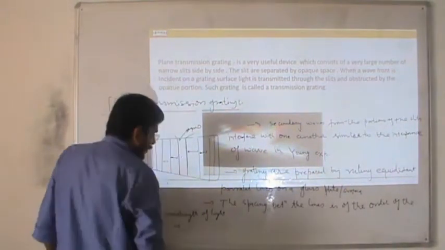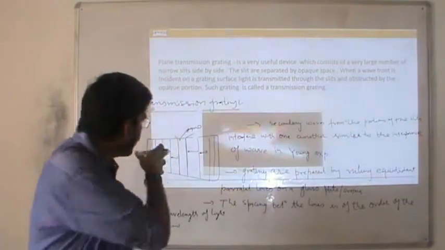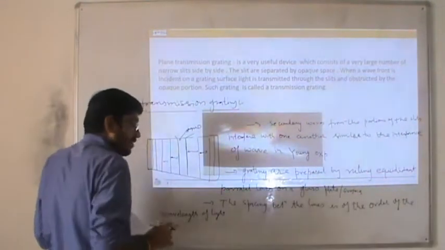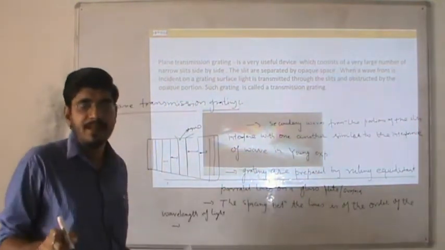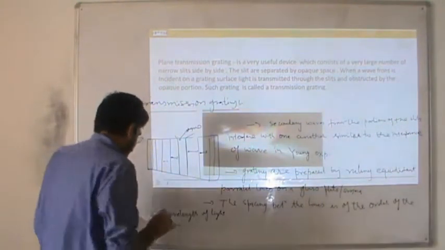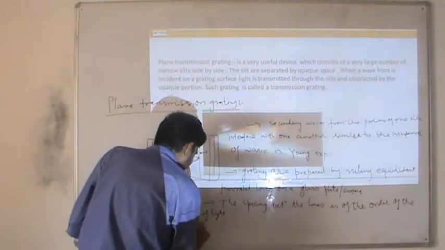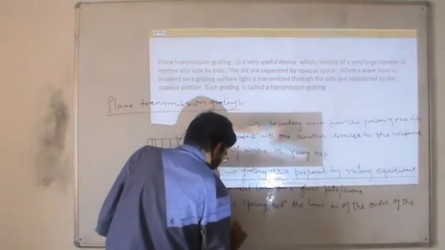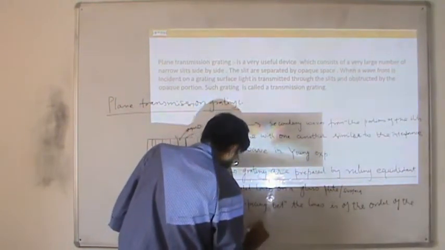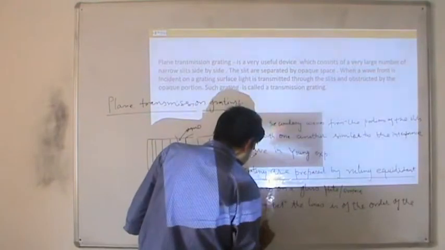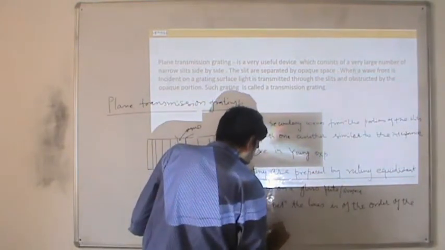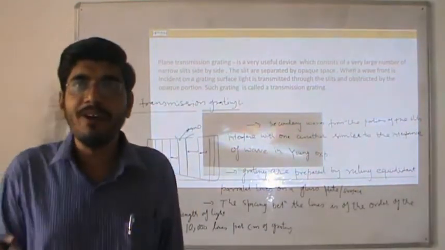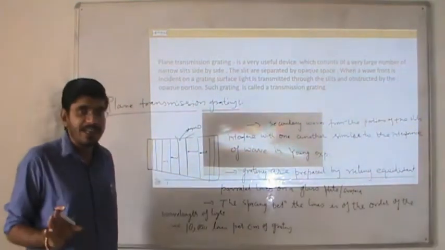And the last: the number of lines on this glass surface or glass plate is roughly of the order of 10,000 lines per centimeter length. So the number of lines is 10,000 lines per centimeter of grating. These are the properties of a plane transmission grating.